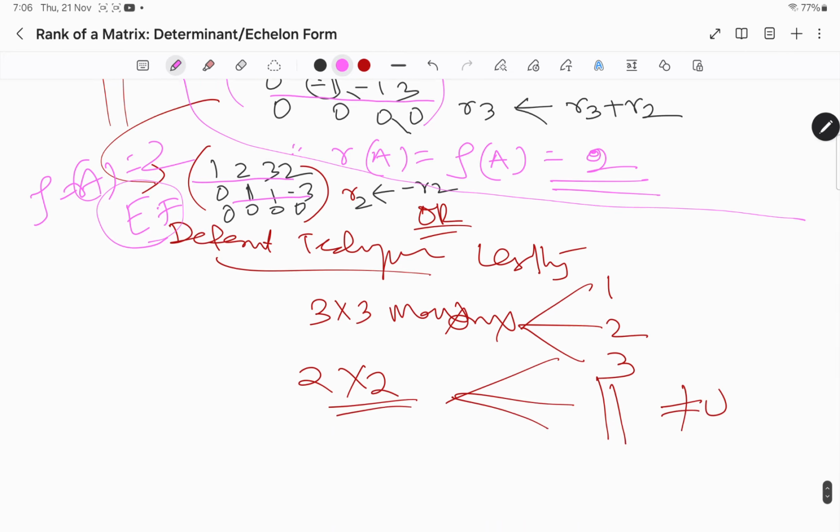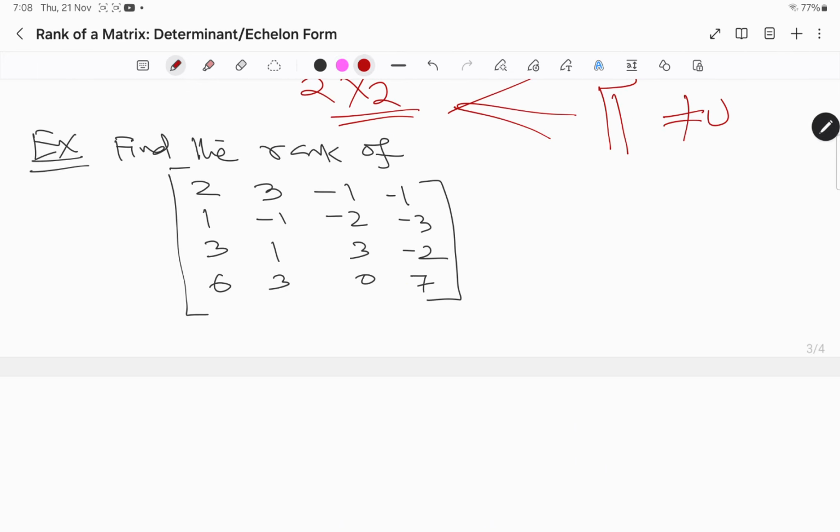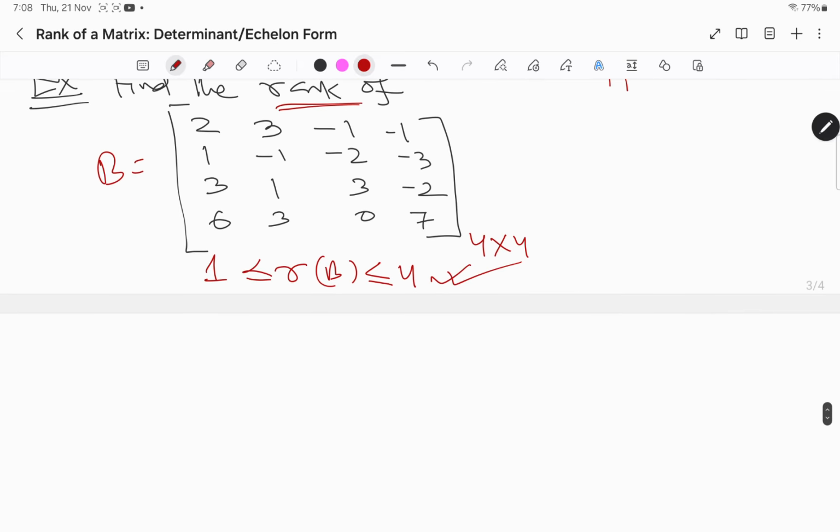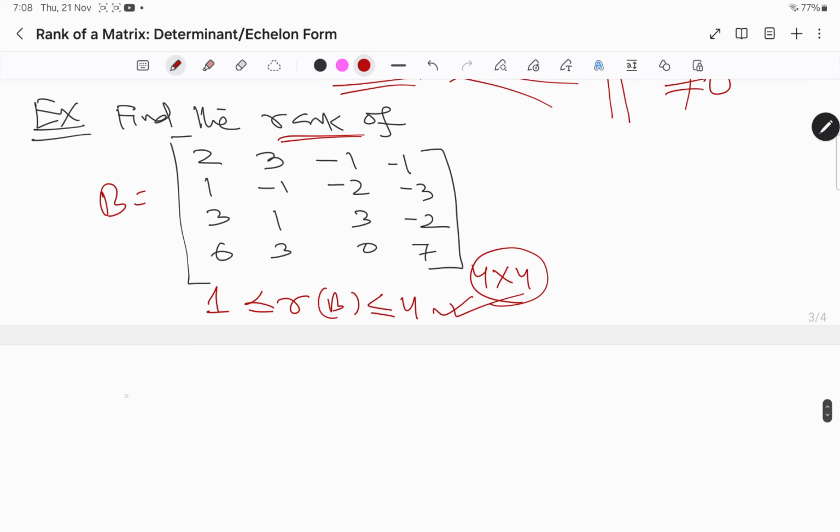Let us solve one more problem. Suppose you are asked to find the rank of this matrix B. First, a general observation: the order of the matrix is 4 rows and the number of columns is also 4. So your general observation is that the rank of B will be maximum 4 and minimum 1, because it is a non-zero matrix. This is your first observation. Now, since it is a higher order matrix, we try to adopt the echelon form. So I will write like this here.